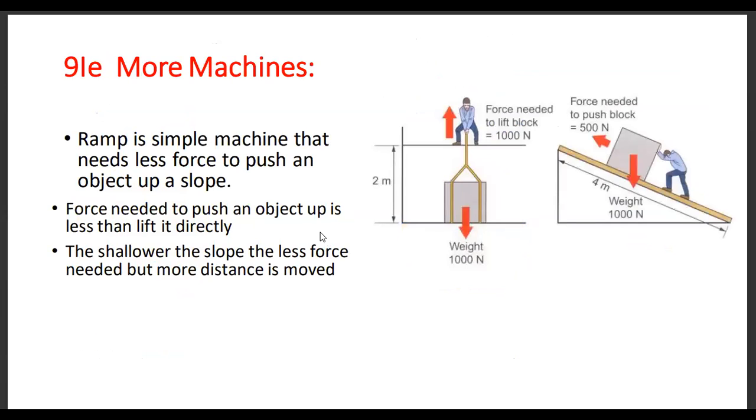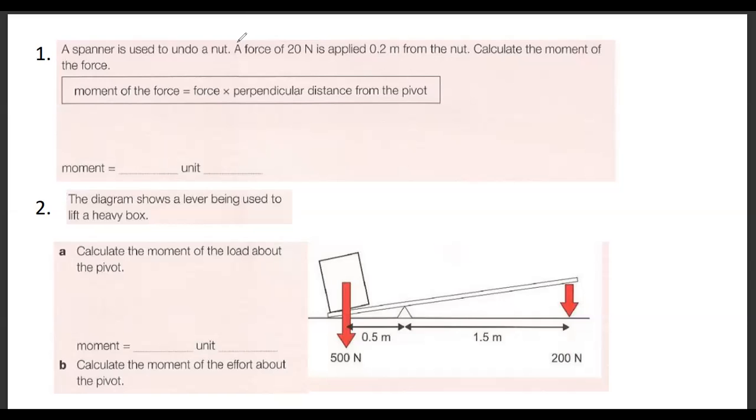Okay, let's see examples for moment. A spanner is used to undo a nut. A force of 20 Newton is applied 0.2 meter from the nut. Calculate the moment of the force. Moment equals force times perpendicular distance. So the force here is 20 times the perpendicular distance, which is 0.2. So we get here 4 Newton meter. So the moment is 4, the unit is Newton meter.